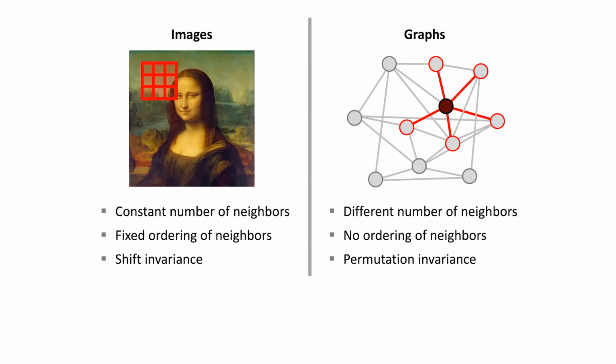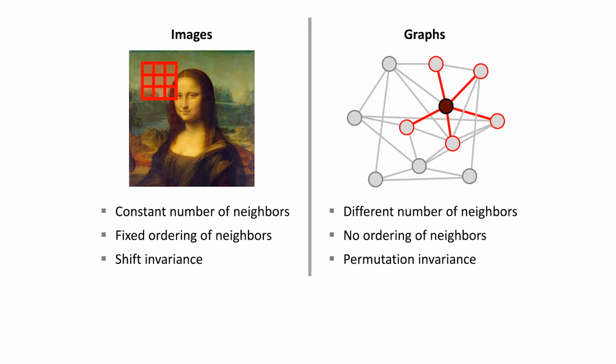So if you look at images, which can be thought of as signals living on regular grids, and graphs, we see similarities and we see differences. One of the differences, for example, is that on an image we always have a fixed number of neighbors. Each pixel has some adjacent neighbors. On a graph, the number of adjacent neighbors can be very different. Another difference is that the ordering of neighbors in an image is fixed. On a graph, we don't usually have a canonical way of ordering the neighbors.